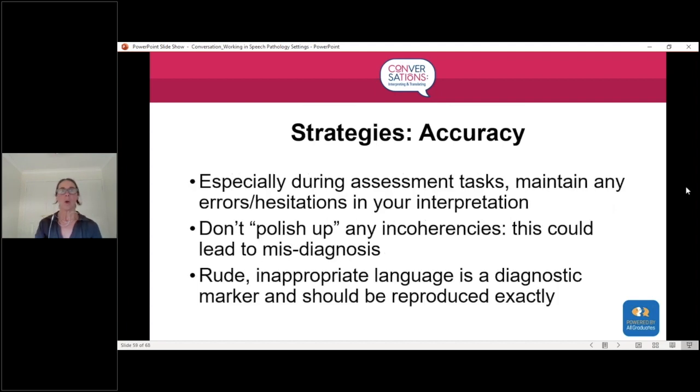Okay, so on the next slide, I've got strategies of how to deal with these kinds of situations. Basically, I've already gone over them. It's really important, especially during assessment tasks, when the speech pathologist is trying to get an understanding of what the client can and can't do, not to help the client, as much as you'd love to, by repeating or rephrasing questions, and also not to polish up any grammatical errors or inconsistencies, because that could lead to a misdiagnosis.